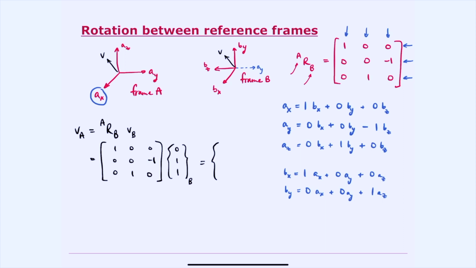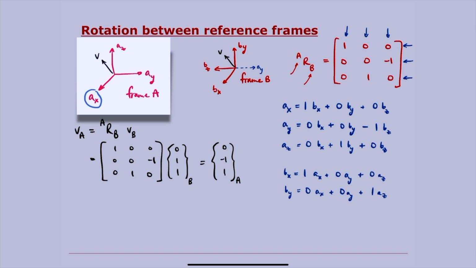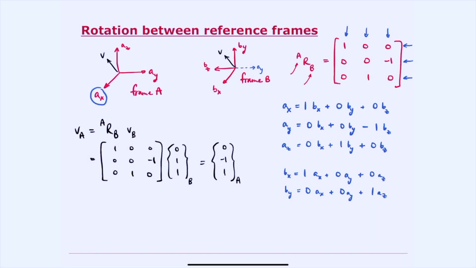The first element in this vector will be a 0. The second element is a negative 1. The third element is positive 1. So what we're saying is, at least we think, the coordinates of vector V with respect to frame A are 0, negative 1, 1. Is that true? Well, let's look at our picture up here. Is vector V 0 in the AX direction, negative 1 in the AY direction, and positive 1 in the AZ direction? Yes, it is. So this equation seems to be right.